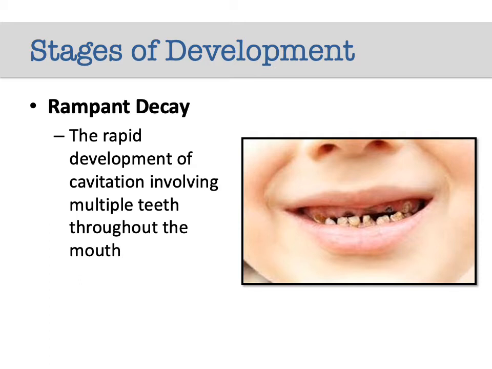This is the rapid development of cavitation that involves multiple teeth throughout the mouth. This typically occurs with kids that have what we call baby bottle decay, where a lot of the teeth are affected because they're not getting adequate home care and there's a constant intake of milk or formula. This also happens when people have heavy drug use and they're not taking care of themselves and their diet is poor. It can also happen in elderly individuals if they're taking medications that cause their salivary flow to go down. And typically older adults are less mobile and they are less able to take proper care of their mouth as well.